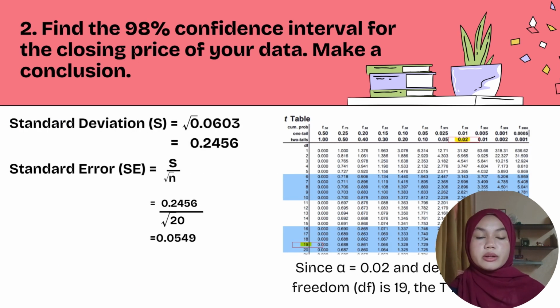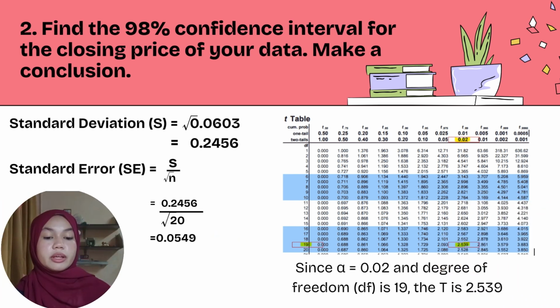0.0603. Then take the square root of 0.0603 and you'll get the standard deviation, which is 0.2456. For step 3, find the standard error using the formula s over square root n and you'll get 0.0549. Then we can find the t value using the t distribution, since alpha is equal to 0.02 and degrees of freedom is 19, and t is equal to 2.539.